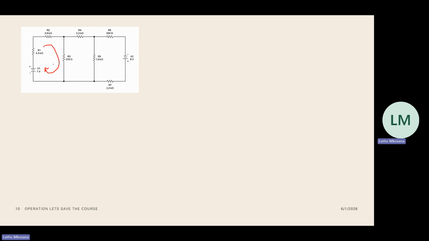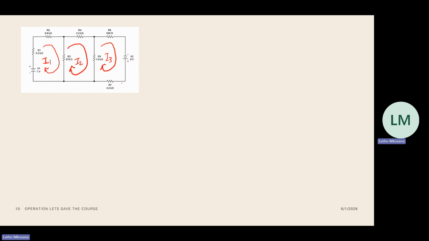We are going to choose a clockwise direction, and for our mesh I1, and then we're going to choose this I2, and then we're going to choose this as our I3. So for this practical, this exercise, an example basically, we are aiming to determine the current and voltages flowing throughout each point.